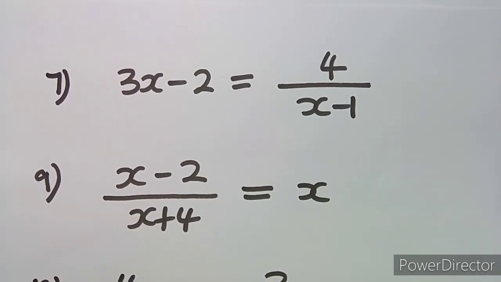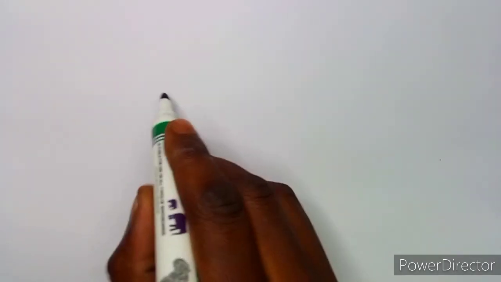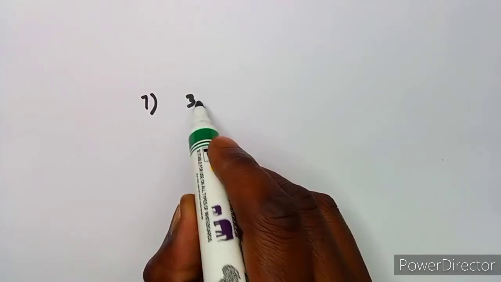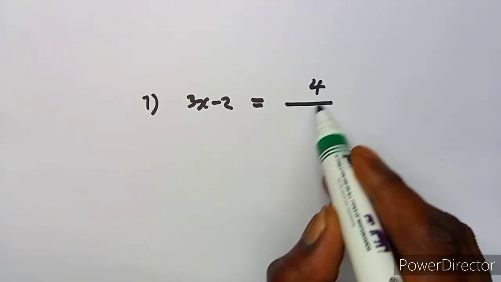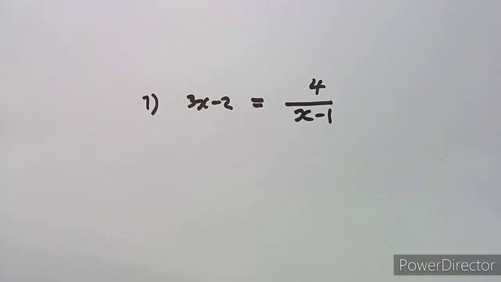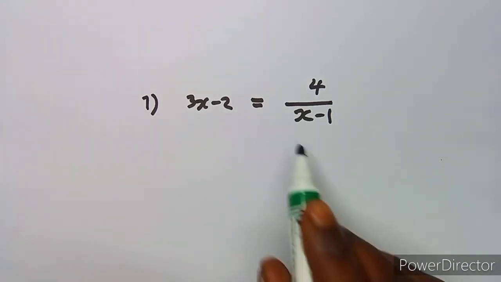All right, so what about this part now? Let's start on number 7, where you're given 3x minus 2, which is equal to 4 over x minus 1. What am I going to do with this one? If you were to cross-check, it's similar to the first question, but this time we have got x minus 1.